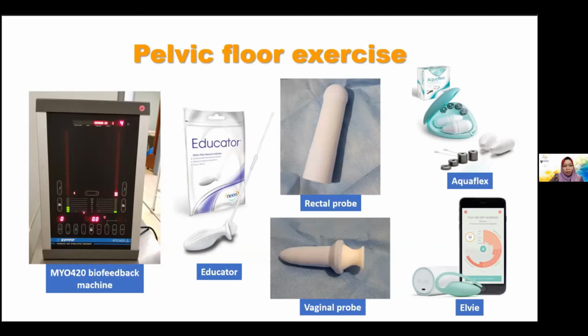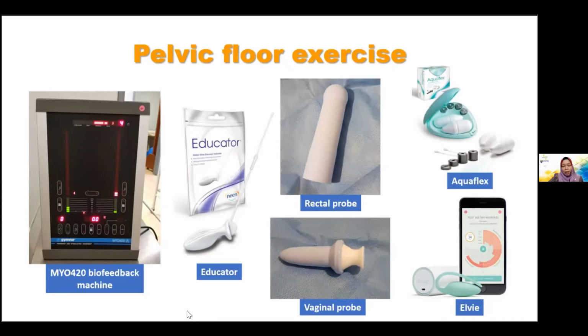In UMMC itself, they have a machine called the biofeedback machine, MYO420. They have an electrode which they attach at the perineum region, and when the patient contracts the muscle, when the correct muscle is being contracted, it will be highlighted on the machine. So the patient knows what is wrong and what is right. When they go back and do it themselves, they will do it correctly.